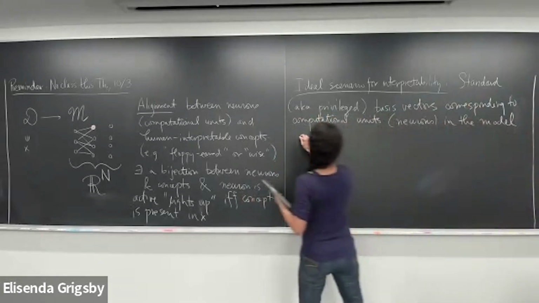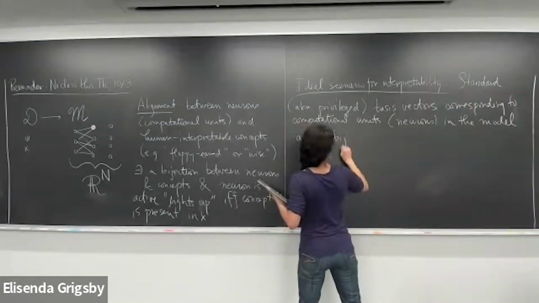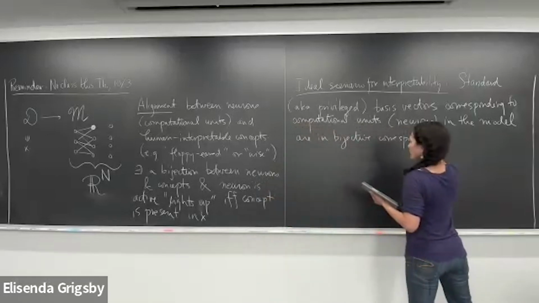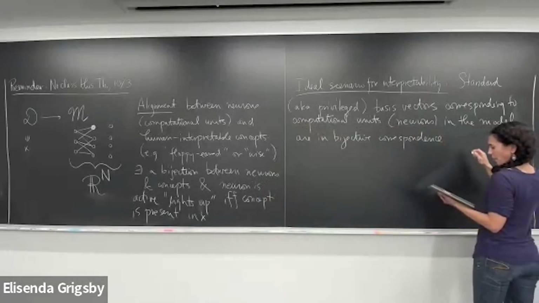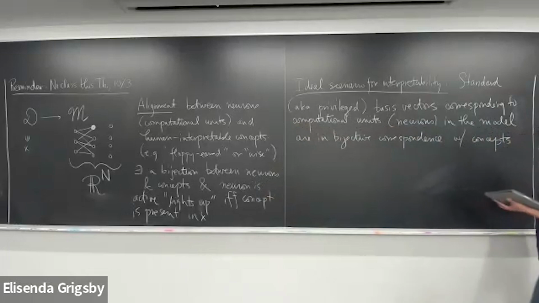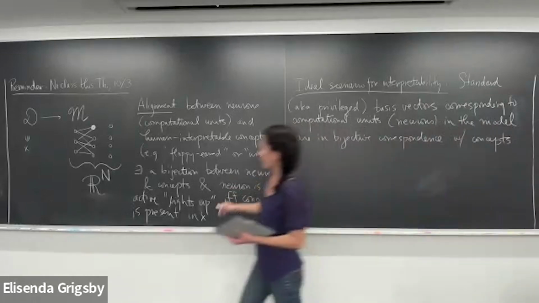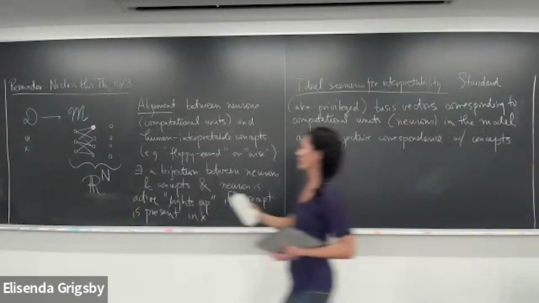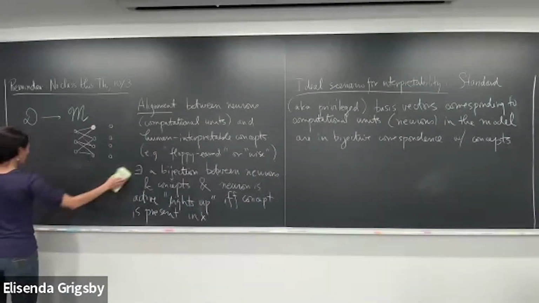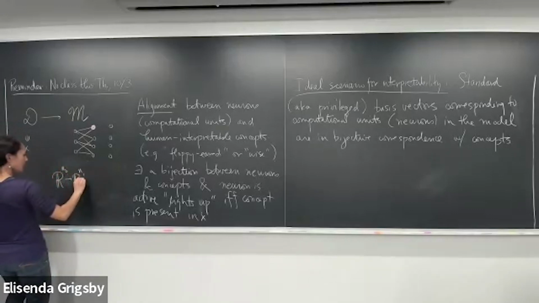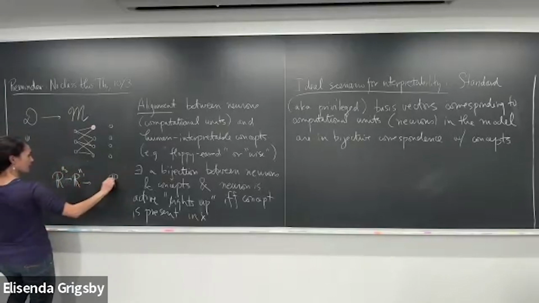Are in bijective correspondence with concepts. So in particular, I said that you may as well have in mind something like a feed-forward neural network. So let's just write that down right now. It looks something like this.